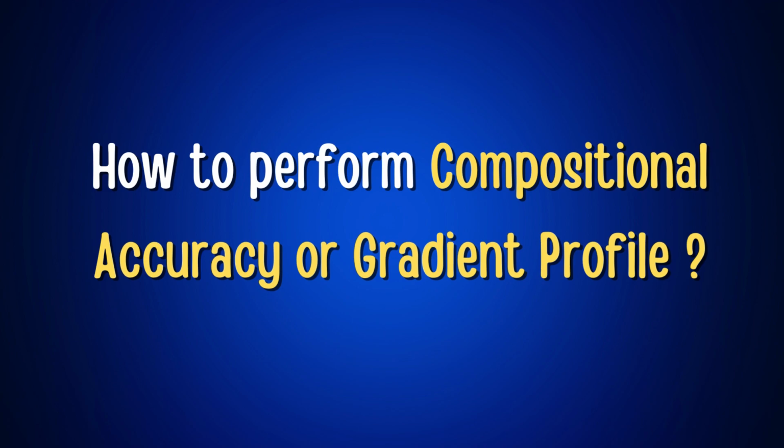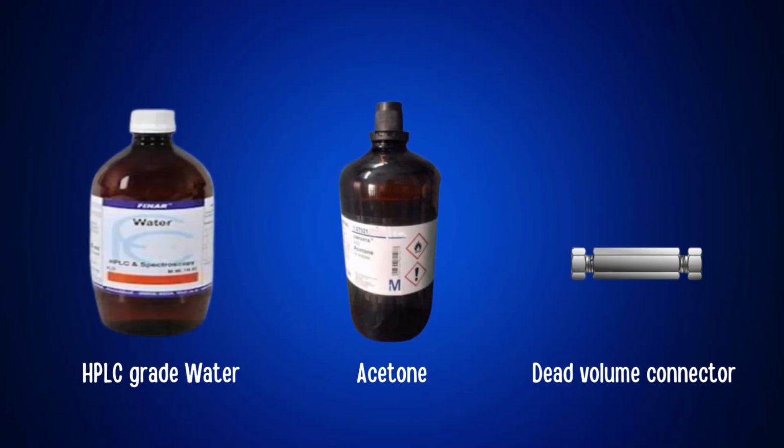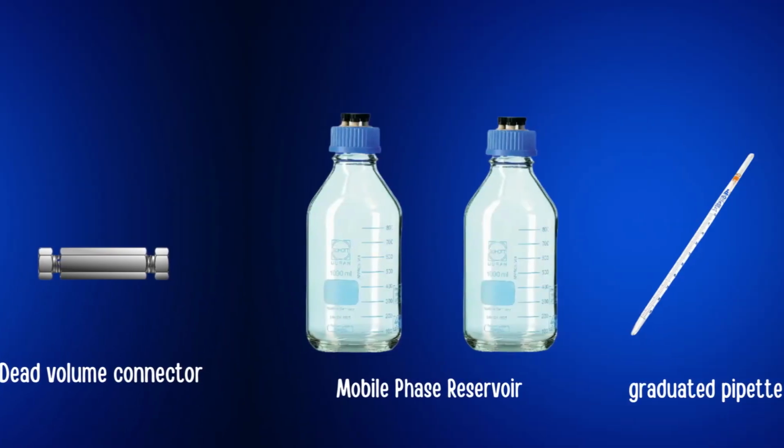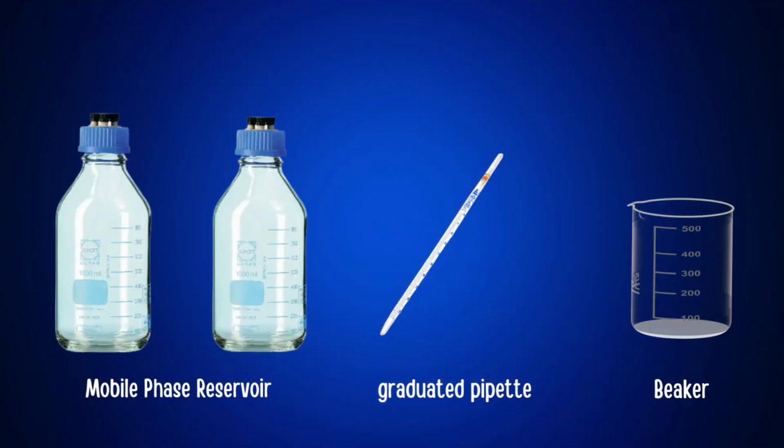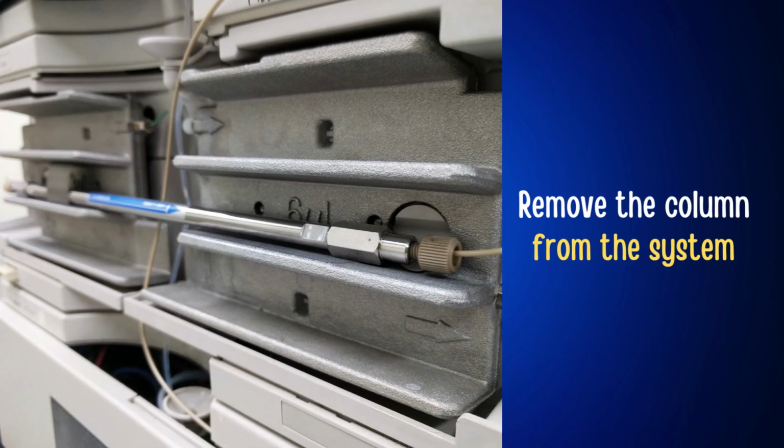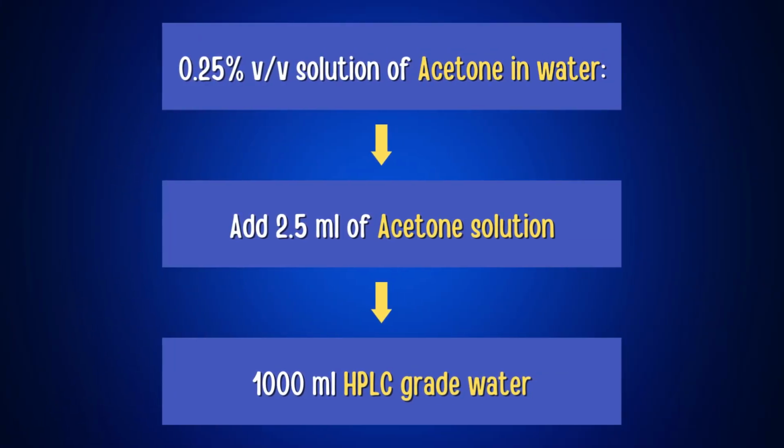To determine compositional accuracy, we require HPLC grade water, acetone, dead volume connector, and glassware such as mobile phase reservoir, graduated pipette, and beaker. First, remove the column from the system and replace it with the dead volume connector. Now prepare a 0.25% volume by volume solution of acetone in water. This can be prepared by adding 2.5 ml of acetone in 1000 ml of HPLC grade water. Transfer this solution to a mobile phase reservoir, mix properly and degas for some time.